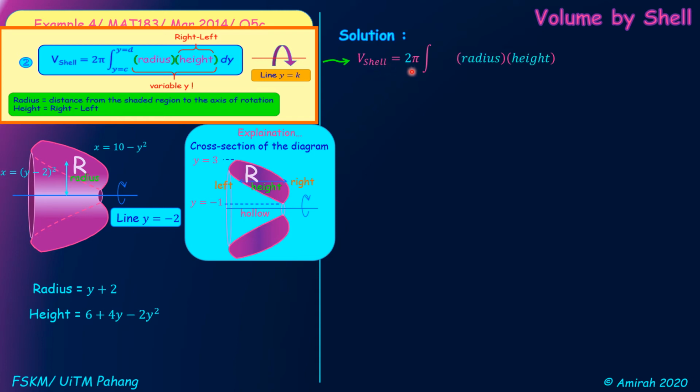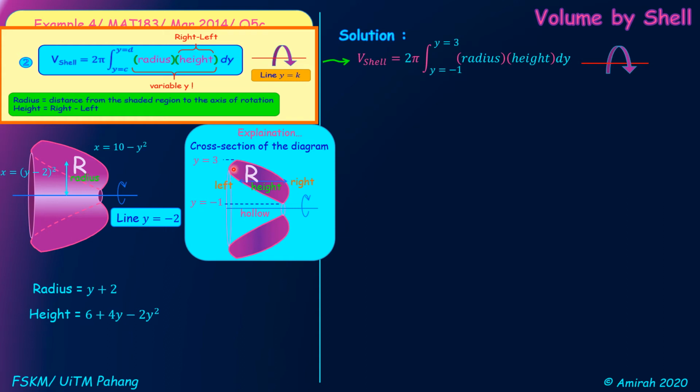Volume by shell equals 2 pi times the integral of radius times height. Then we compare with the axis of rotation. Now our axis of rotation is a horizontal line, so under the shell method we need to integrate with respect to y. And when we integrate with respect to y, we need to use the lower limit and upper limit on the y-axis.